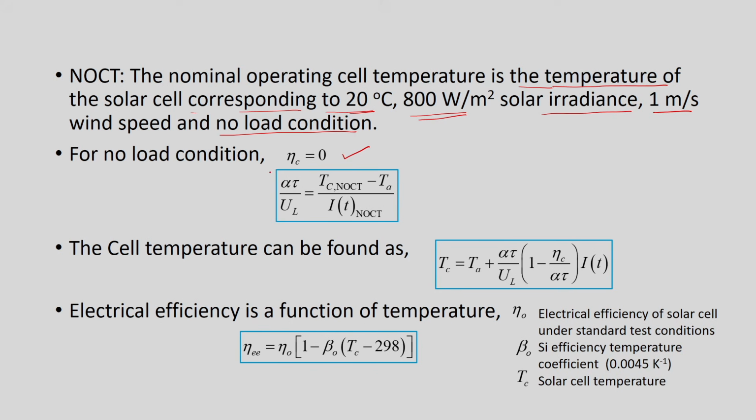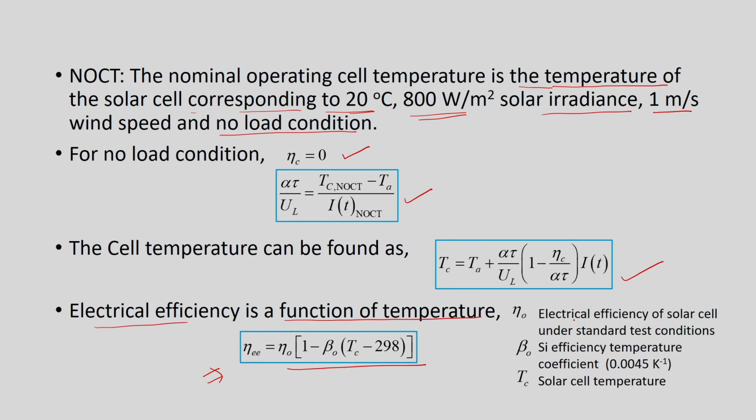Okay. So this expression that we discussed in the last slides reduces to something like this, and from here you can calculate what will be the cell temperature. Okay. So the expression of cell temperature will be something like this, right. The electrical efficiency is a function of temperature. Okay. So this electrical efficiency is again related with this expression.